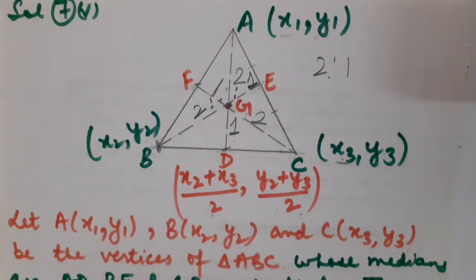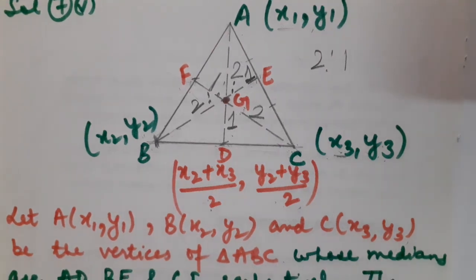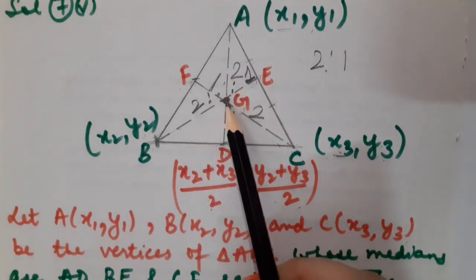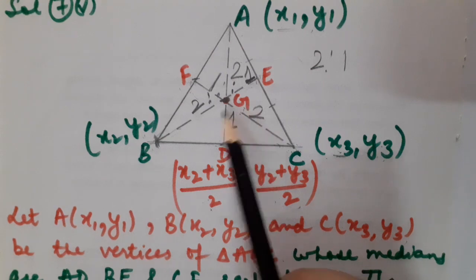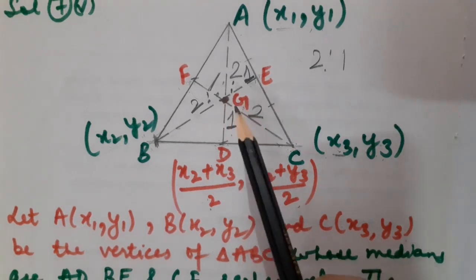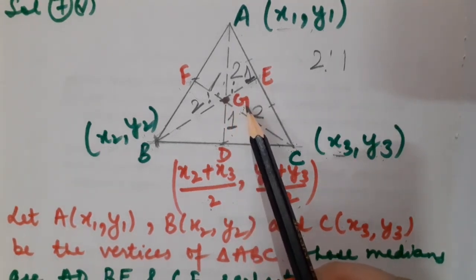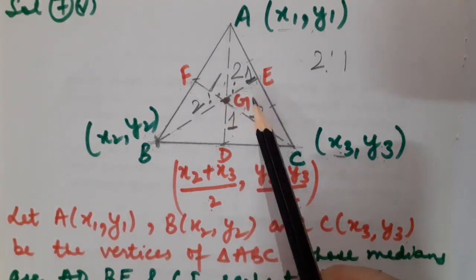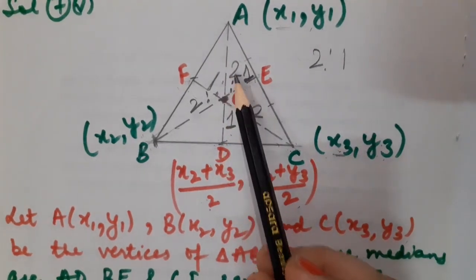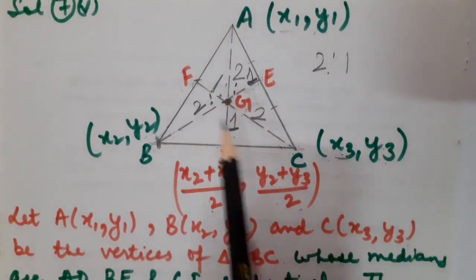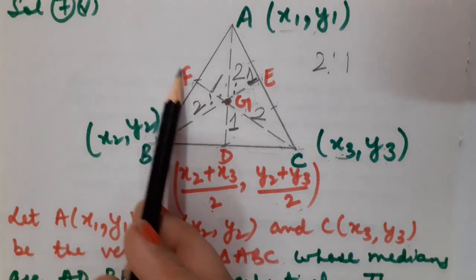Always remember one thing, children, that the centroid divides the medians of a triangle in the ratio 2:1. Here you can see that G is that common point which we call the centroid, because all the 3 medians meet with each other at this common point G, and this point G is the point of division. This G, which I am calling the centroid, divides this complete line segment in the ratio 2:1. In the same manner, BE is also divided in the ratio 2:1, and CF is also divided in the ratio 2:1.